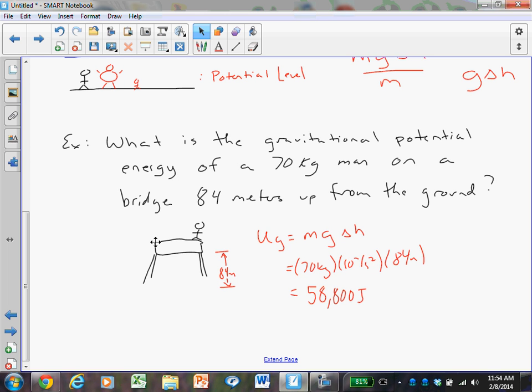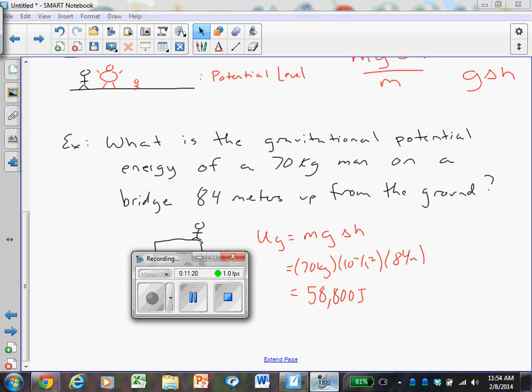It gets more interesting when we put these together in terms of conservation of energy problems, which we'll do next. But that ends it for this video. 8.8 and 8.9.